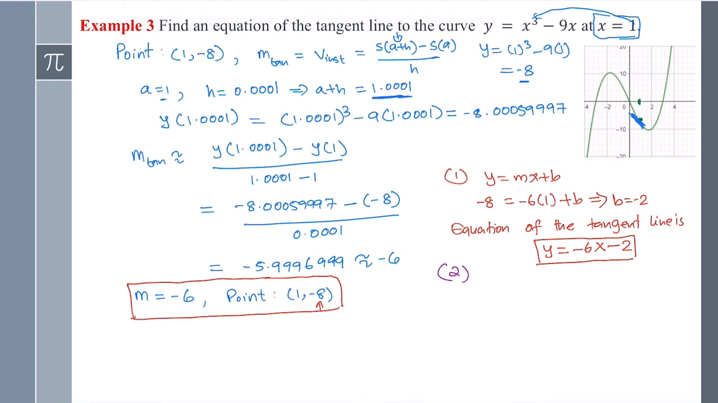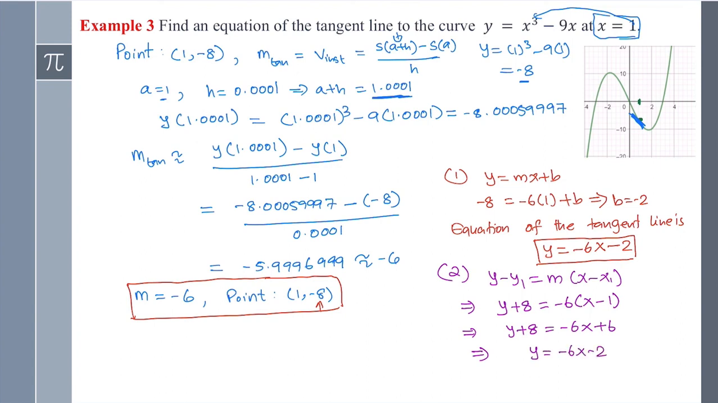If you are using this one, y minus y1 equals m times x minus x1, some of you might like to use this form of the equation, which is called point slope form or slope point form. So you have to do y minus y1, which means negative 8, so that becomes y plus 8 equals m is negative 6 times x minus x1 is 1. So that gives you y plus 8 equals negative 6x plus 6. And then if you solve for y, or if you subtract 8 on both sides, you get y equals negative 6x minus 2, which is the same as what we got over here.